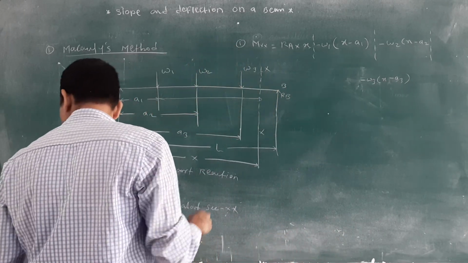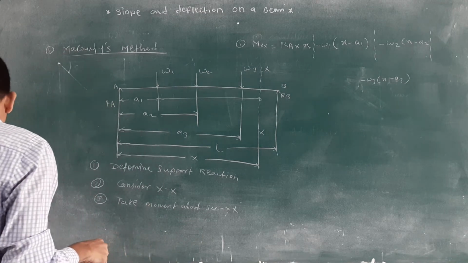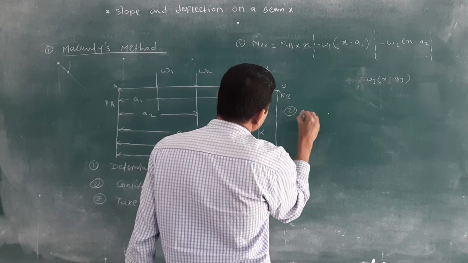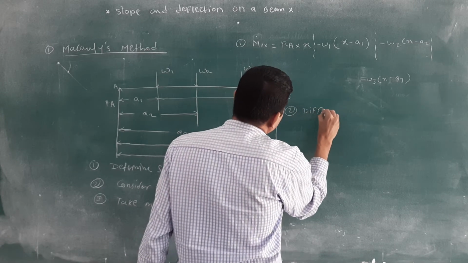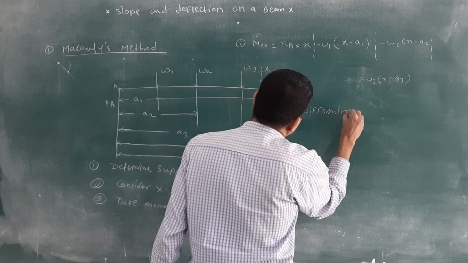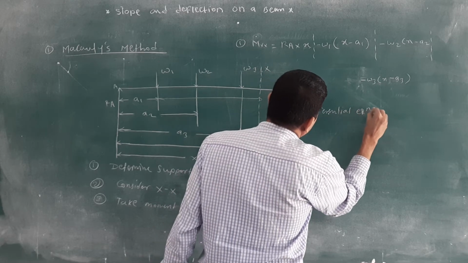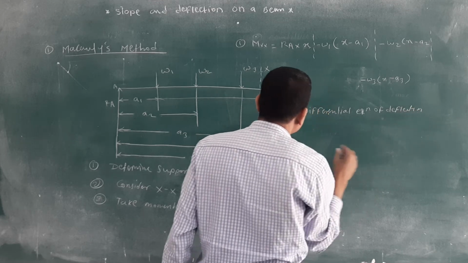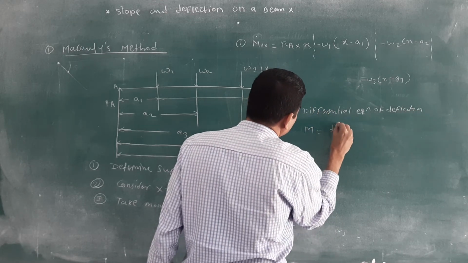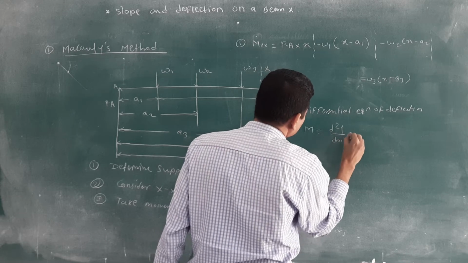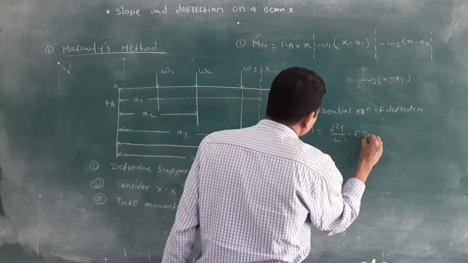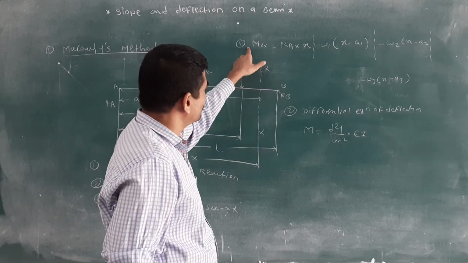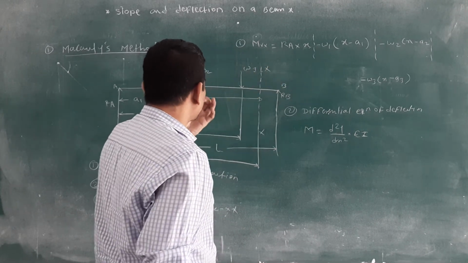Then the next thing is you have to use the differential equation of the deflection. We have seen the differential equation of deflection. What is it? M is equal to EI d square y by dx square. Use that equation. Put the value of M in terms of X here, and keep this equation as it is.